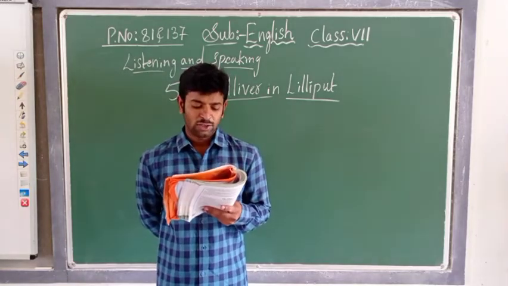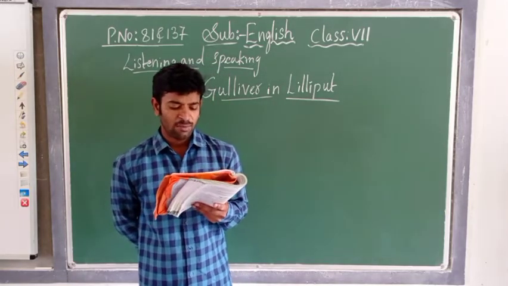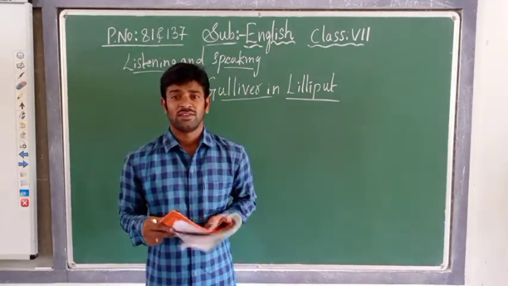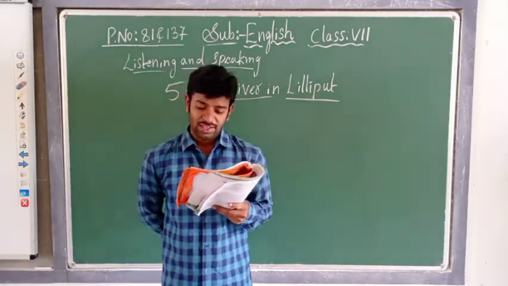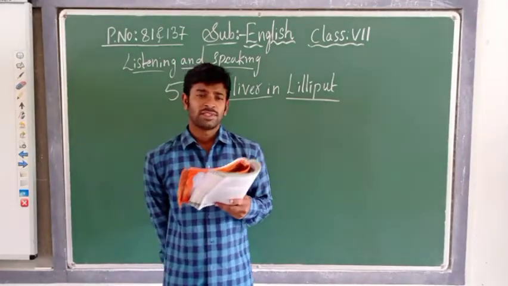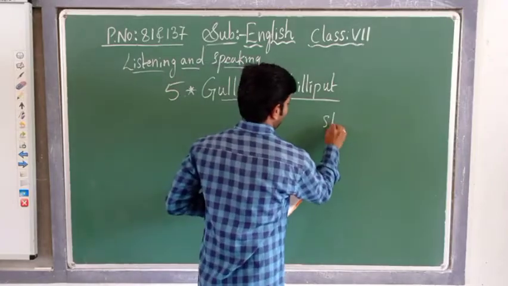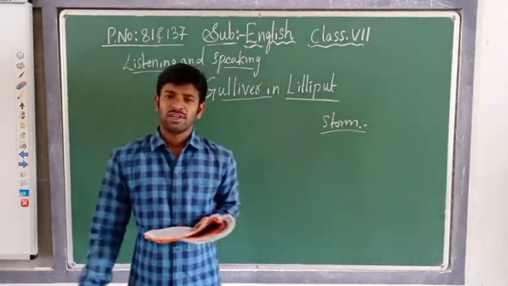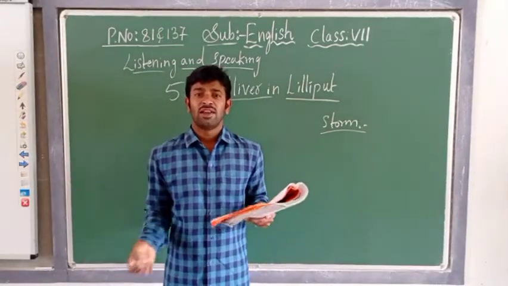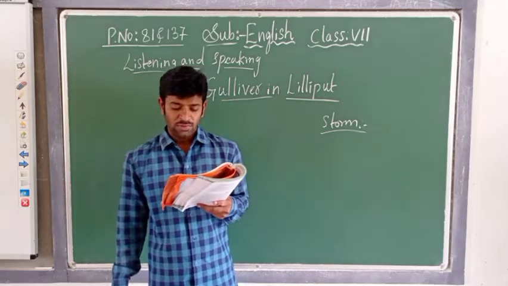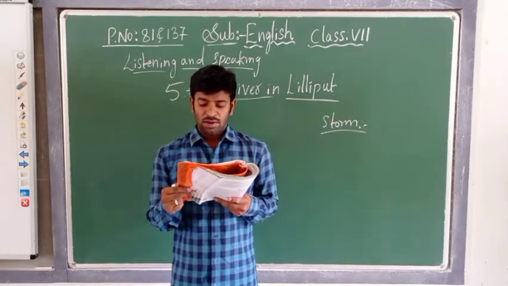There was a bad storm and the ship hit a rock and broke into two pieces. What happened? He was traveling in the ship, children, and the big storm came. Storm is spelled S-T-O-R-M. What is the meaning of storm, children? A big wind. If you say it in your own language, tufan, you will say it, no? Tufan. So, a big storm.